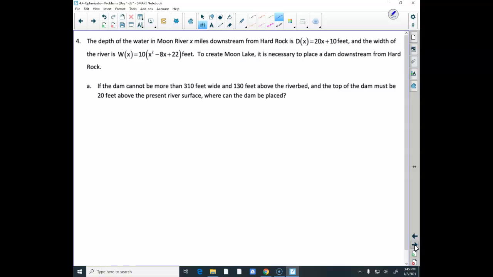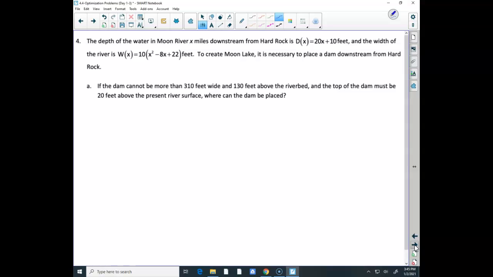This one was kind of a thinker problem, I think. The depth of water in Moon River, x miles downstream from Hard Rock, is d of x. Remember, d of x is going to be the depth of water. That's 20x plus 10 feet. And the width of the river is w of x, for width, obviously, 10 times x squared minus 8x plus 22 feet.